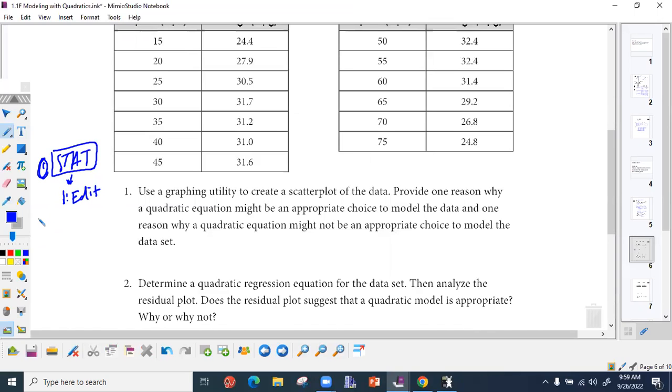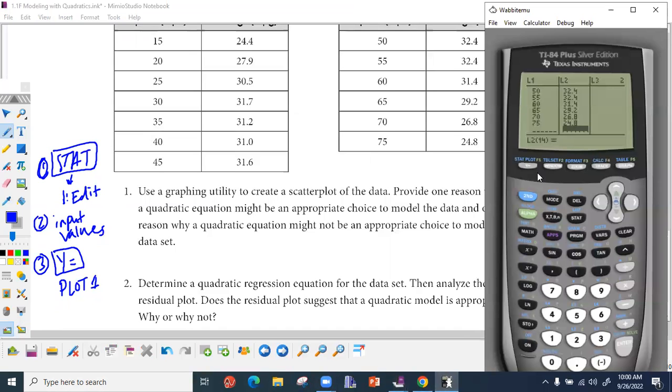So we did stat edit. We input our values. After we input our values, we're going to go to y equals to turn on our plot. So we're going to go to y equals, and we're going to turn on plot 1. So y equals, arrow up to turn on plot 1. You just press enter and bam, plot 1 is on.